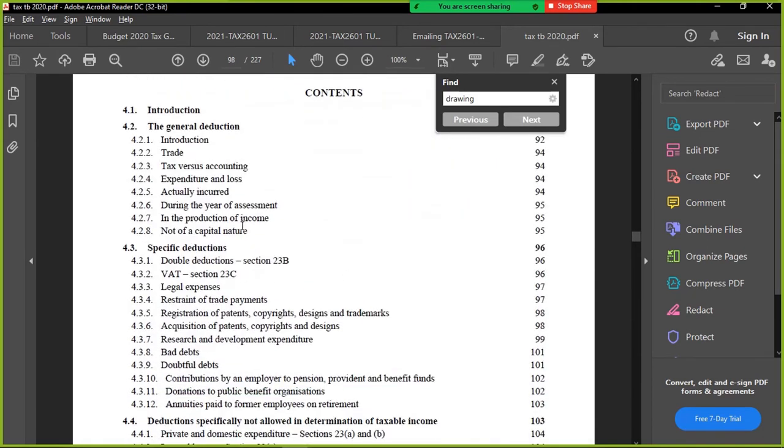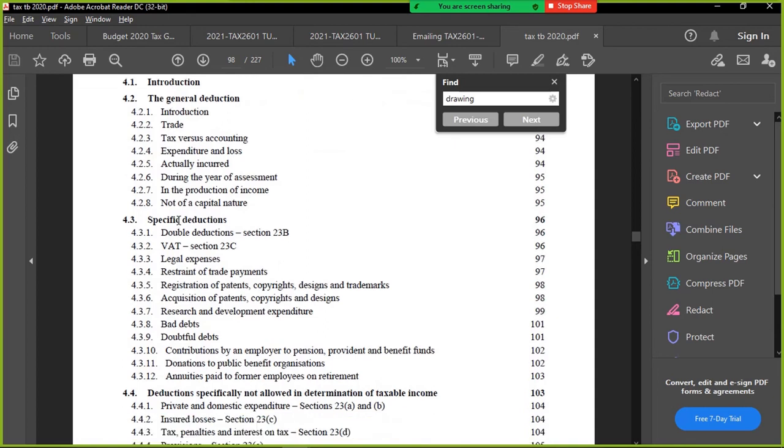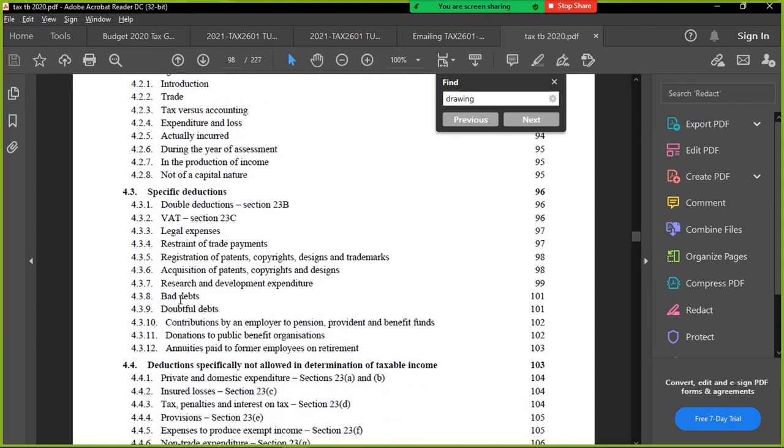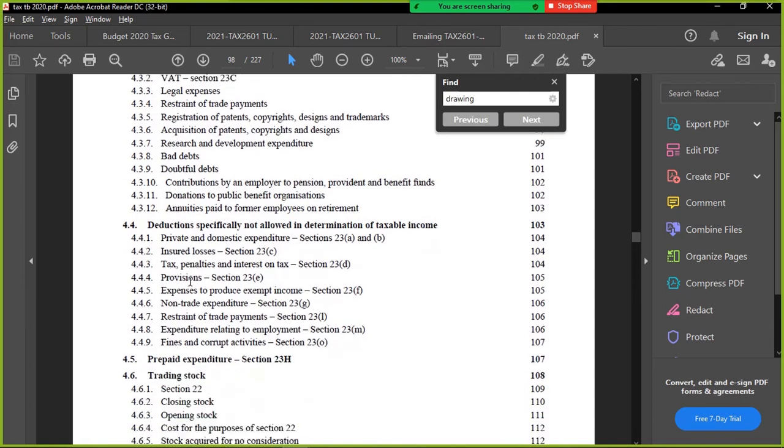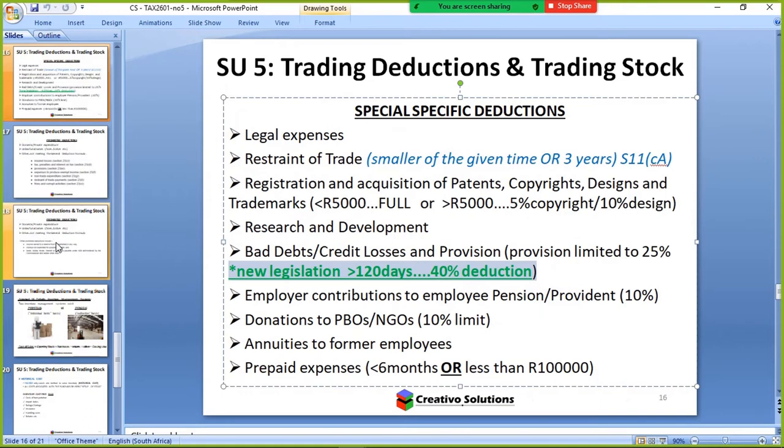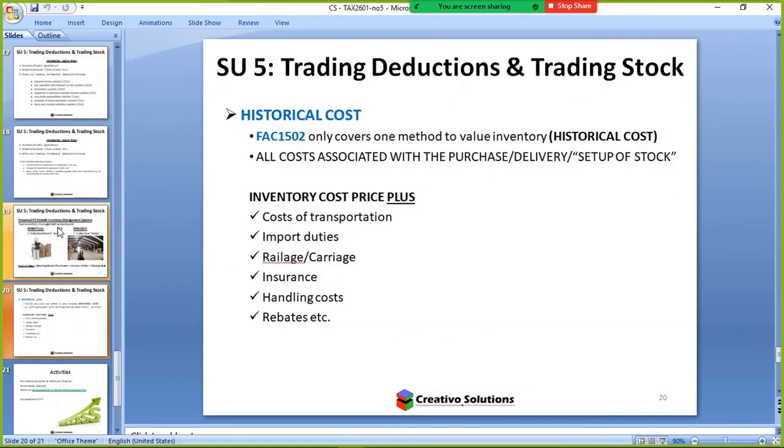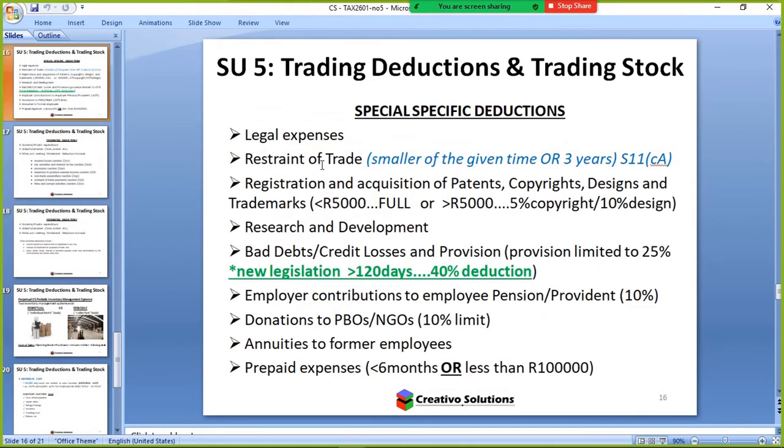Okay, let's see if there's anything here. Bad debts, nope. Private domestic, yeah, here we go. Private domestic expenditure, there it is. Deduction specifically not allowed in determining taxable income. Do you see that? Yes. Okay, that's part of our notes actually. That's part of week 5. No. Yes. Okay. There it is.